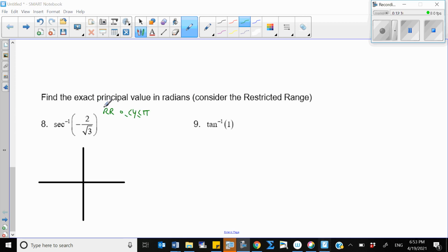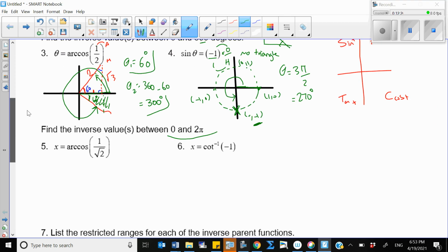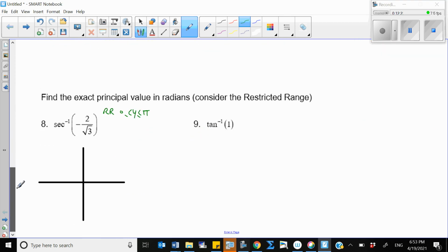For this question, when we say principal value, that means you just need to consider the restricted range. So half of the solution is basically the same thing that we did here on top. And just at the end, we need to consider the restricted range and see which angle we want to accept.